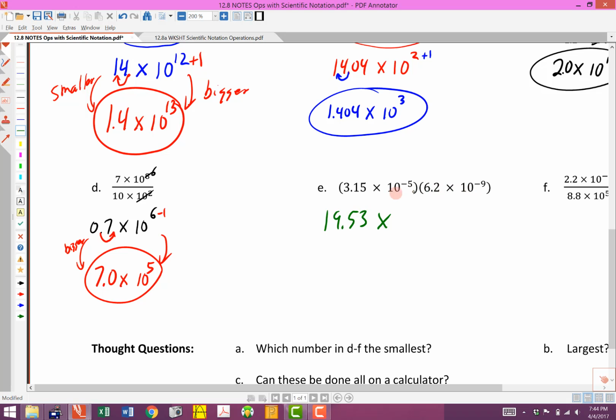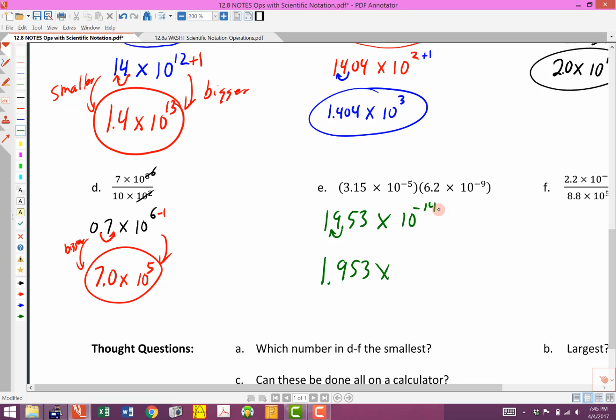And then let's take the two of these. They both have negative exponents, so we're going to combine those. We're going to put those all together. That's going to be negative 14 altogether. And then let's take a look here. Again, we've got this issue that we've got too big a decimal number here. So we're going to move this over one place. So notice that this is going from 19 to 1.953. So we made this smaller. That means we need to make this bigger.